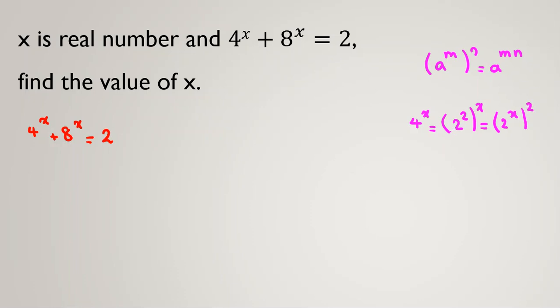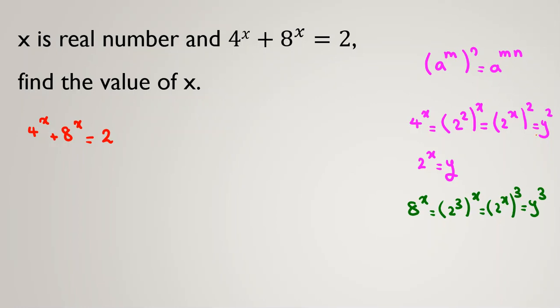So I want to use a change of variable. I consider 2 to the x equal to y. So by my definition, it will be y squared. And let's consider 8 to the x. 8 is 2 to the power of 3, 2 cubed. So 8 to the x, we can also write as (2 to the x) cubed. Because 2 to the x is y, it will be y cubed.